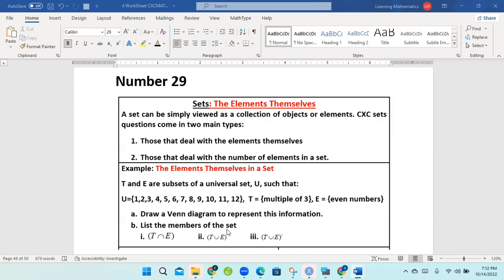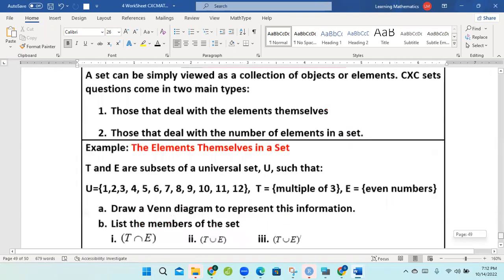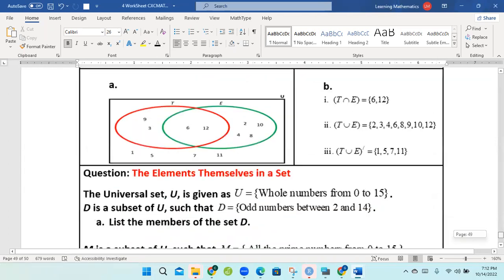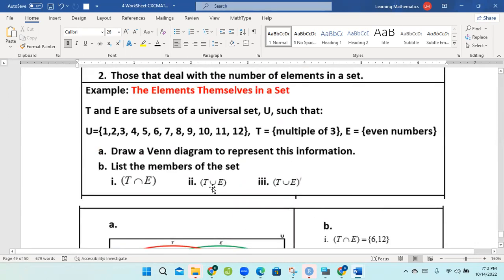List the members of the set. These symbols, you have to know them. The symbol that looks like an N is for intersection, because intersection has an N. This symbol is for union, and union starts with a U. And this symbol is complement, which means not part of.